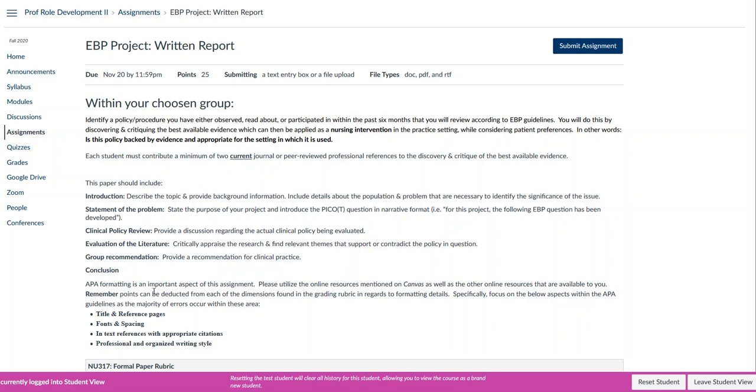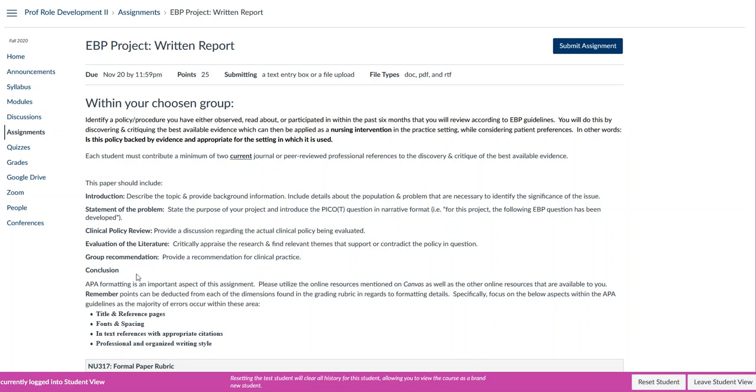So this portion of the assignment talks about what your paper should include. This will be a written paper. So each group will submit 1 written paper. And I feel like you should know this, but a paper should have an introduction, the statement of the problem. This is where you're going to talk about your PICO question and the goals, your review of the clinical policy you chose. So I will need a description of what the policy entails, or at least the components that you're questioning. Then you're going to talk about your evaluation of your literature, your lit review, and then your recommendation for clinical practice, and then the conclusion.